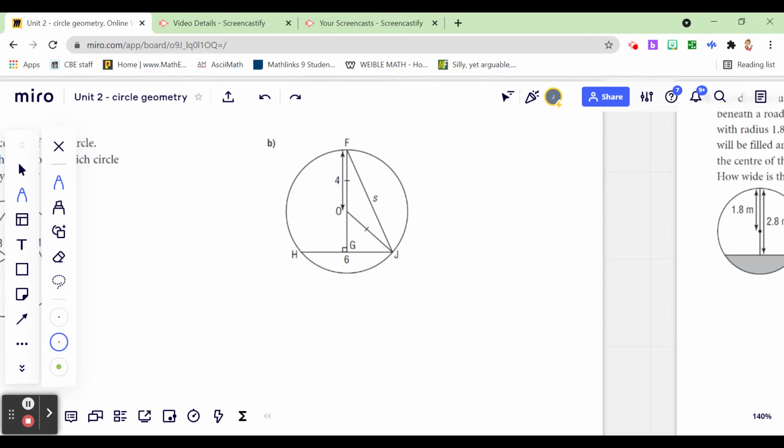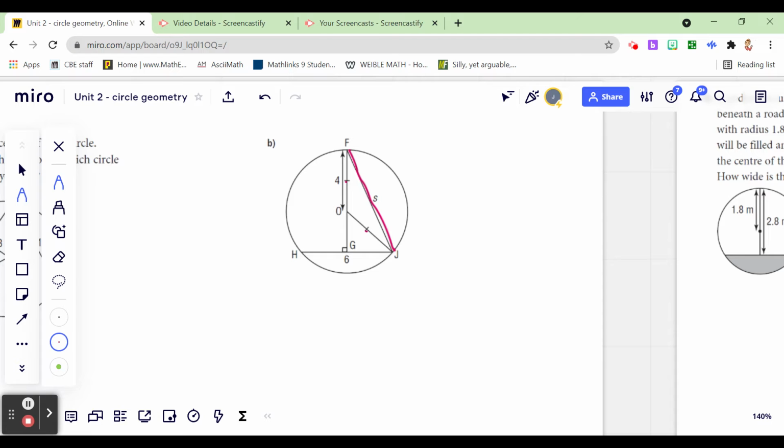Okay, so I can see that this tick here and this tick here means that those two are the same, which makes sense because they're both radii. Okay, and that has a length of 4. And once again, we are asked to find S and then declare which properties we use. So we're going to be using this S here.